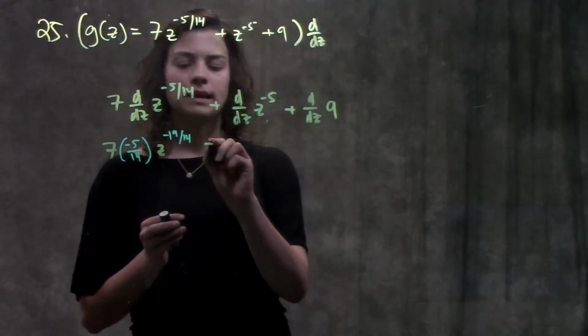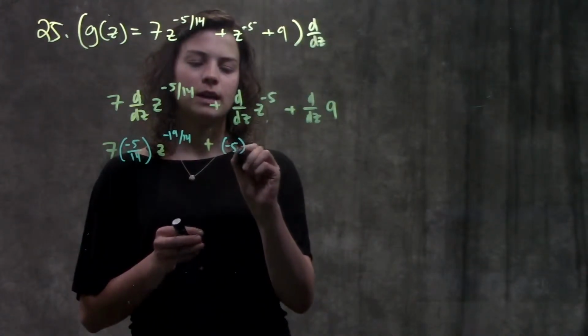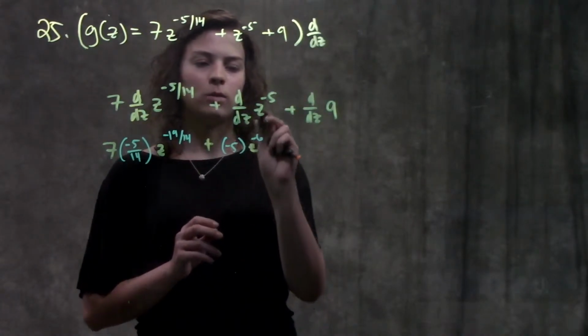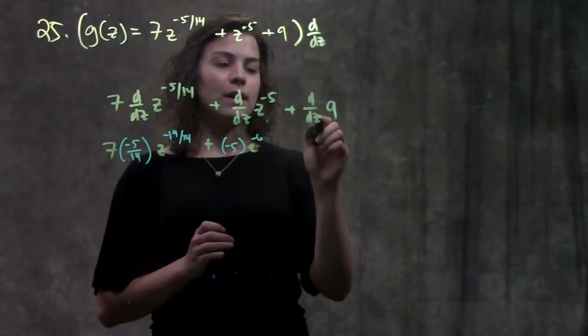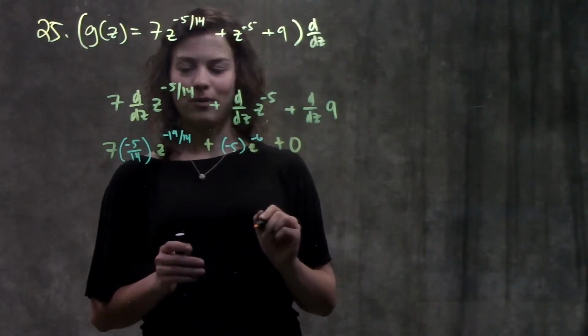Now I go ahead and do the same thing with my second part. I bring the exponent to the front, so I have minus 5 in the front times z to the minus 6th, because minus 5 minus 1 gives me minus 6. And then in this last part, I have the derivative of 9. Remember, the derivative of any constant is just 0.